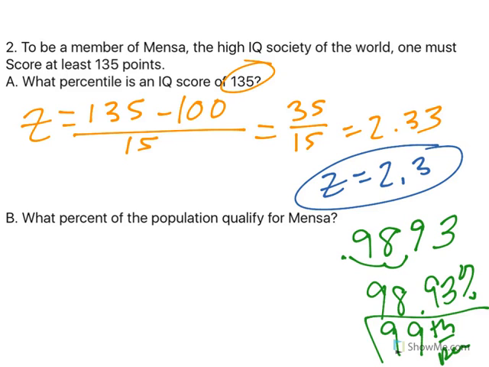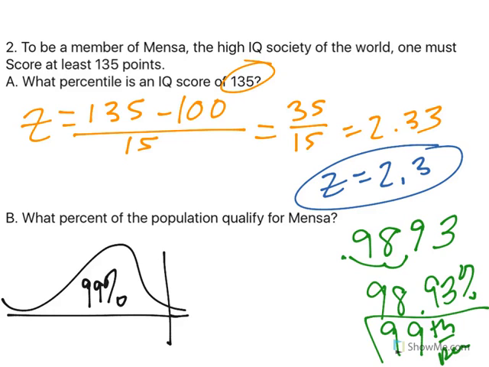So what percent of the population qualify for Mensa? Well, if you think about this, if we have a z-score of 2.3 such that 99% is over here, these people over here are who qualify for Mensa. So if there's 99% on the left, there's 1% on the right. And therefore, 1% of the population qualify for Mensa.